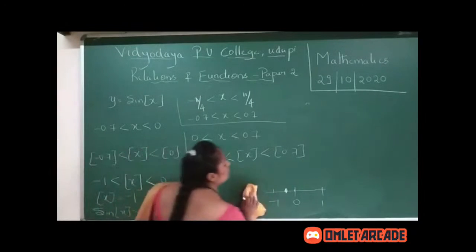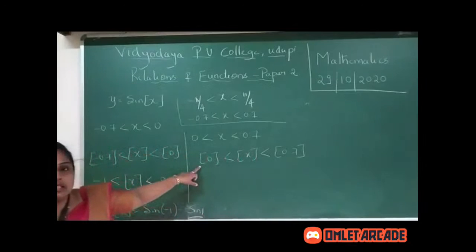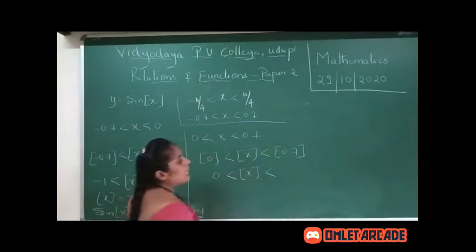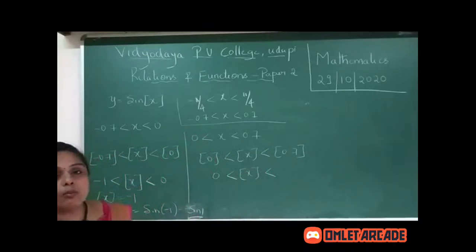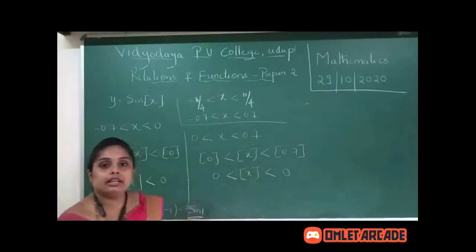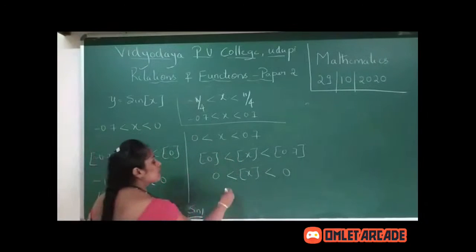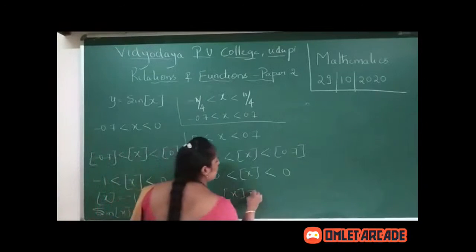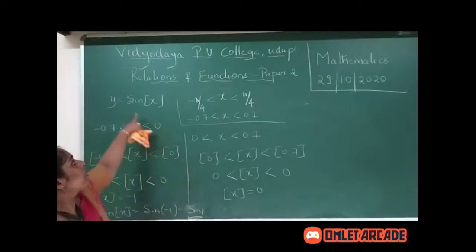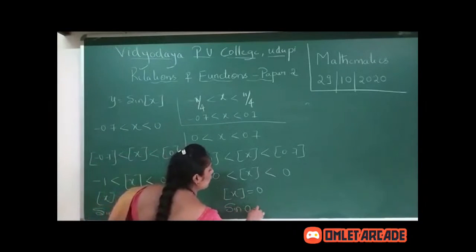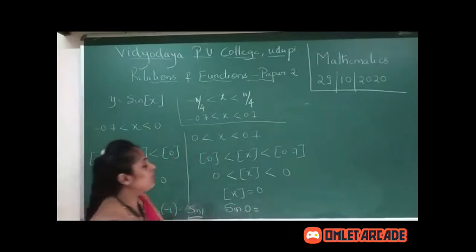And here let us solve. Greatest integer 0 is 0, less than greatest integer x, less than greatest integer 0.7. Which would be the greatest integer for 0.7? Which is the previous value, that is 0. 0 will be the greatest integer for 0.7. So here, the greatest integer which is greater than 0 and less than 0.7 is 0 only. Okay, but what do I want? Sin of greatest integer x. I want sin 0. And what is sin 0? 0.